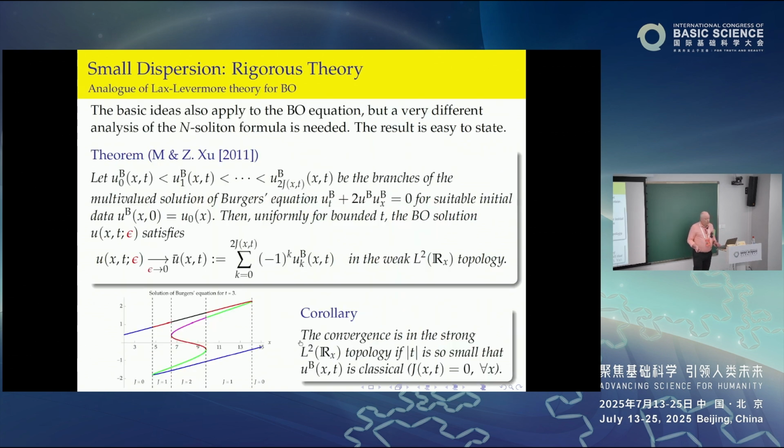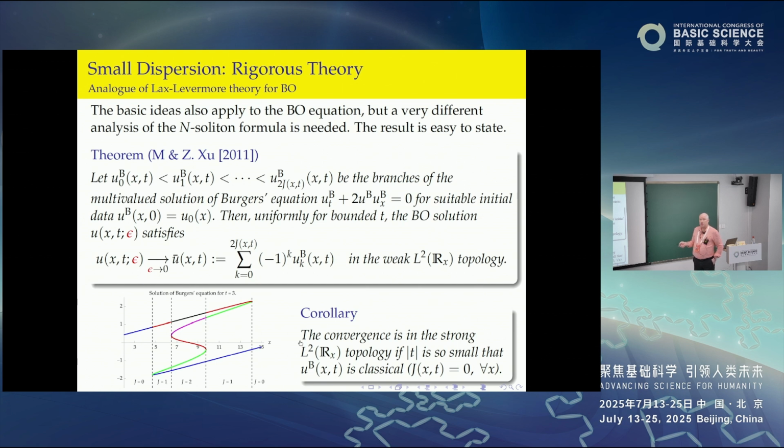Now, what I want to say right now is that the basic ideas of this Lax-Levermore approach could also be applied to the Benjamin-Ono equation. It's just that you have to analyze this sort of n-soliton formula a little bit differently. But let me tell you the answer. It's kind of interesting. I think it goes back to a paper with my former student, Zhengzhe Xu.